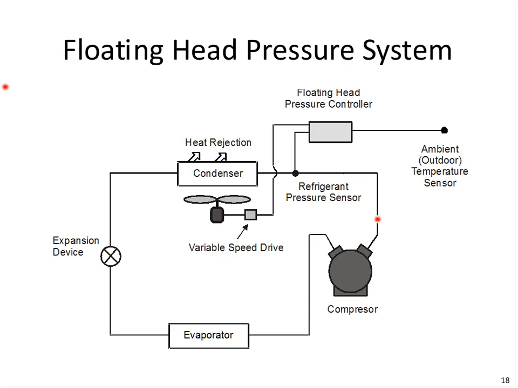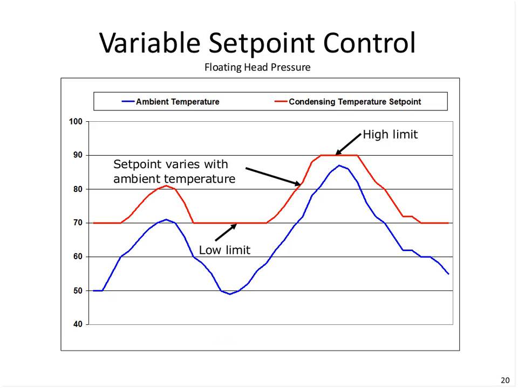If we move along past the control panel to a typical day in the life, or I should say 2 days in the life of floating head pressure control here. So notice we've got the ambient temperature down at 50. And in this example, our condensing temperature set point, which essentially sets the fan speed of the condenser.